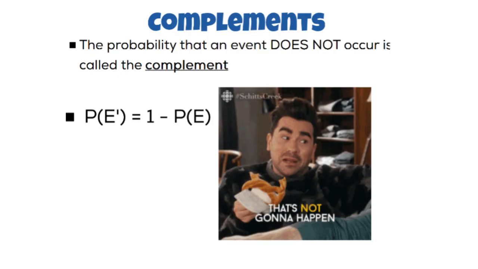So the fact that the sum should equal 1 leads us into this idea of complements. So the probability that an event does not occur is the complement. And our notation is this little hash mark right here. So this is the probability that some event does not occur. That's just going to be 1 minus the probability that it did occur.